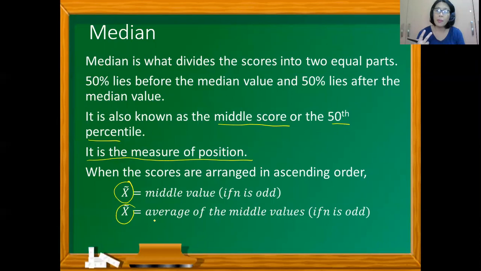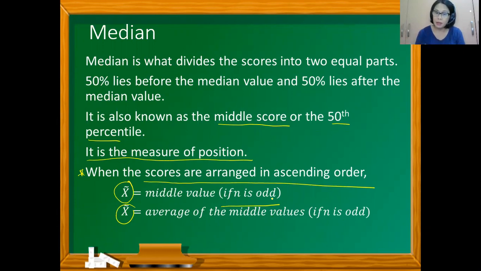Now, we have two ways of working out the value of the ungrouped median. One is, once you have arranged the scores or values in ascending order, take note that you have to arrange them in ascending order, the middle value would automatically be the median if n is odd. When we say n is odd, the number of total observations is odd. For example, you have 15 respondents. So you arrange the values from the 15 respondents, and then you get the middle value.